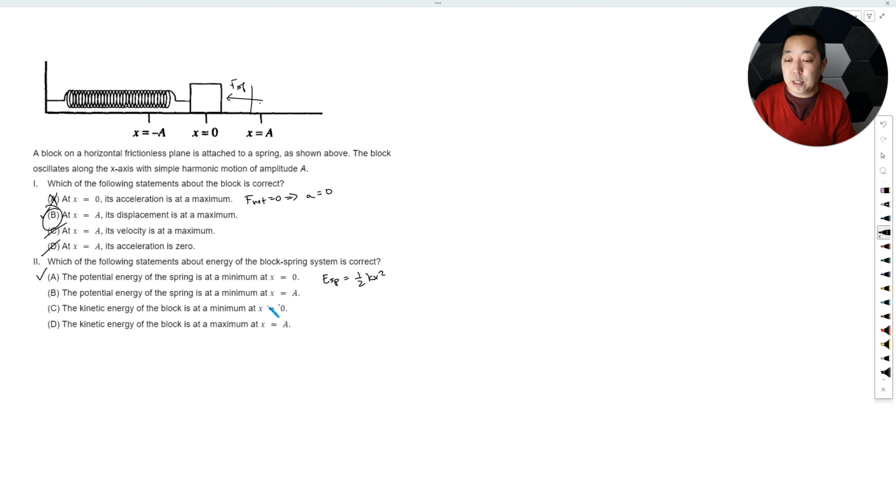The potential energy of the spring is a minimum at x equals A. No, at x equals A, the spring is very stretched from the equilibrium position, so it's not that one. Kinetic energy is minimum at x equals 0. No, here there's no spring potential, lots of kinetic energy because it's moving fast. And kinetic energy is at maximum at x equals A. Not that one either, because at the maximum stretch, remember it's all spring potential energy, no kinetic energy. So that's why it's A.